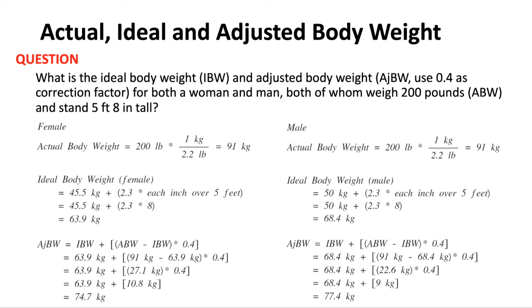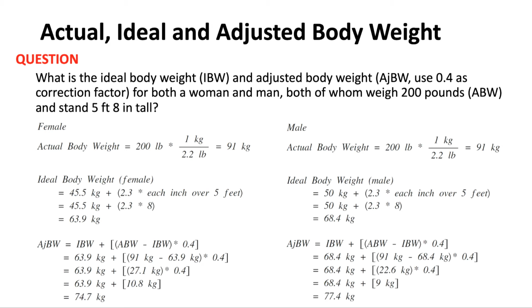Let's do the same thing for the man now. Go over to the right-hand side, and for the male, we'll calculate the ideal body weight, and we'll start with 50 kilograms plus 2.3 times each inch over 5 feet. We'll take 2.3 times 8, add that to 50, and we can see that his ideal body weight is 68.4.